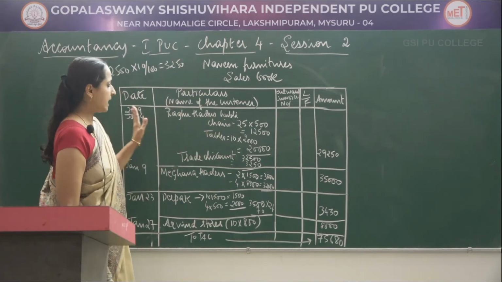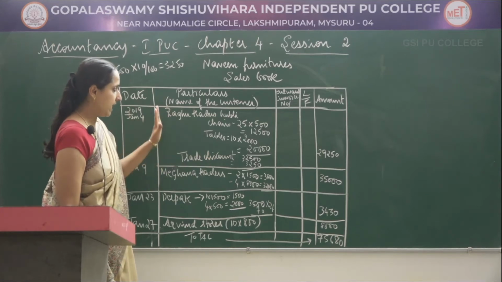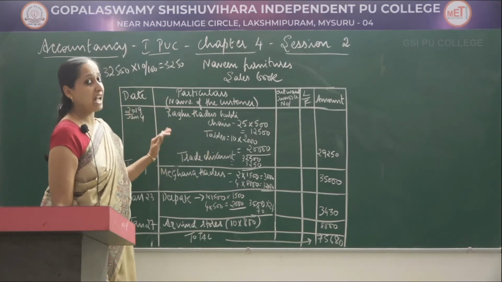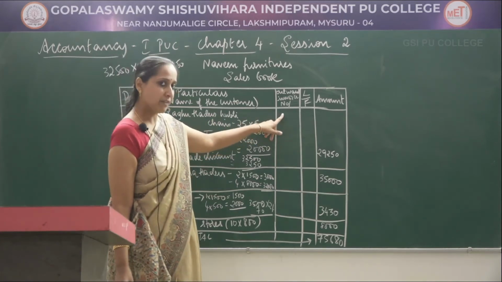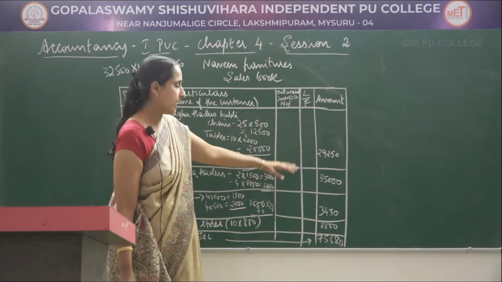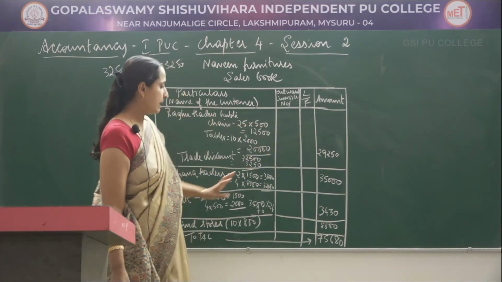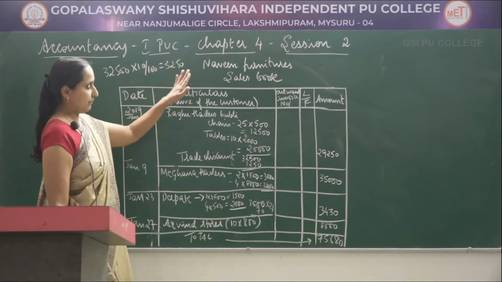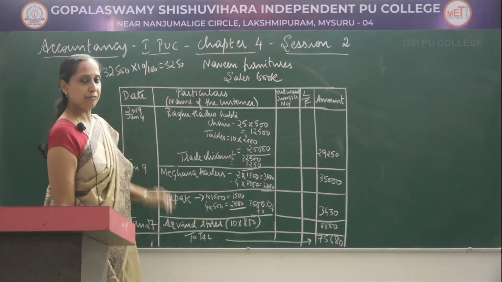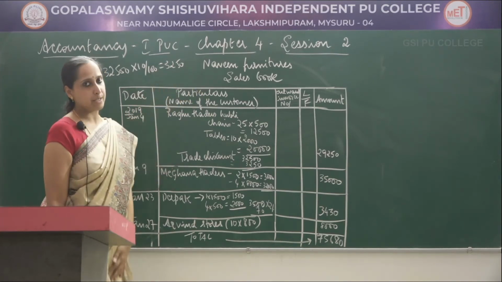This is the format: date, particulars, and here we are writing the name of the customers to whom they have sold goods, and this is outward invoice number. This they have not given in the problem, so no need to write anything here. This is the ledger folio and this is the amount column. So here we have recorded all the transactions relating to Naveen Furniture. So this is sales book.